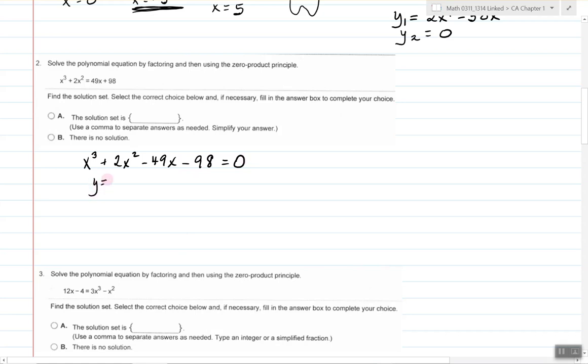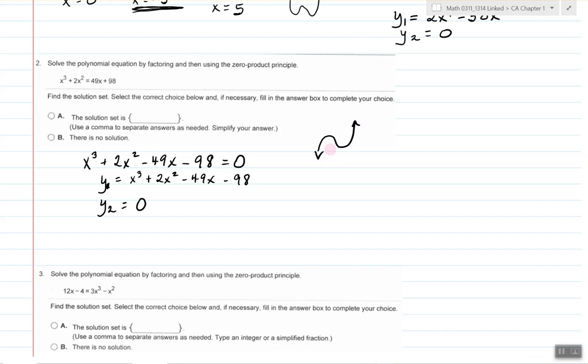y1 will be x to the third plus 2x squared minus 49x minus 98, and y2 will be 0. I haven't talked to you about shapes of cubic functions, but I will tell you that they tend to be kind of roller coasters. So we will study each of these in more detail later in the course. So I'm just giving you an idea for right now. So let's go to our calculator and type this information in.